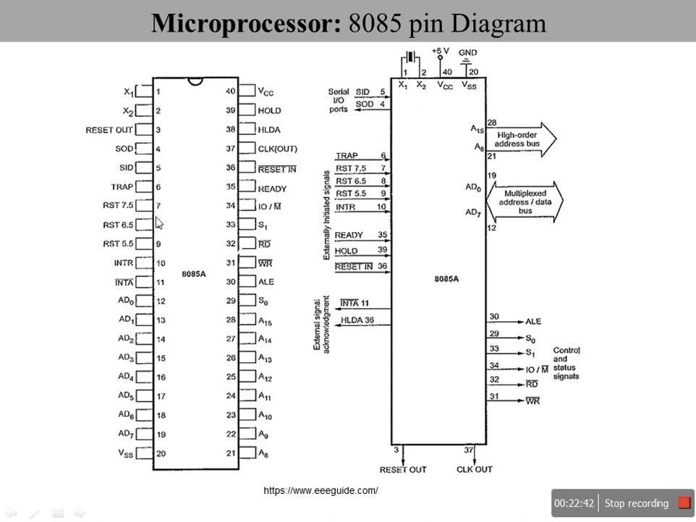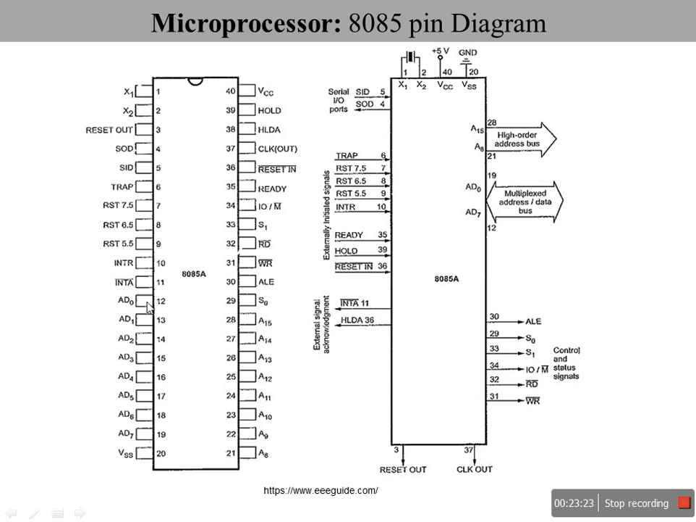Then pin number 6 to 10 are the interrupts. We have various categories of interrupts like TRAP, RST 7.5, 6.5, 5.5, INTR. So these are the different interrupts of 8085. That means using external stimuli, we will be able to drag the attention of the microprocessor from its regular execution. Then this is interrupt acknowledgement. Once you get some signal on INTR, then the interrupt has to be serviced. For that we have to acknowledge the IO device which is interrupting, using this interrupt acknowledgement.